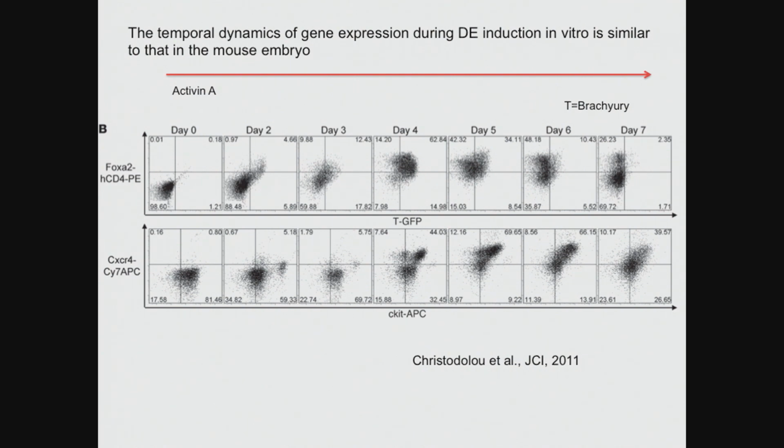And this is exactly what we see in vivo. In primitive streak formation, cells start to express brachyury as they're going through primitive streak. Then they start to downregulate brachyury, and during that process, FOXA2 is coming up.